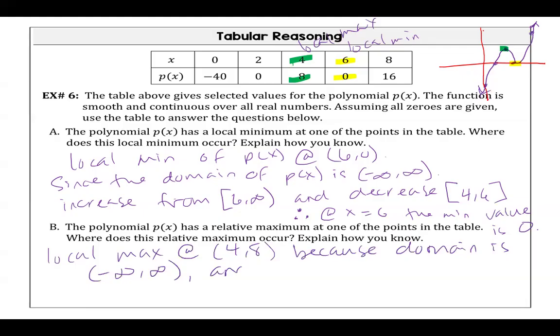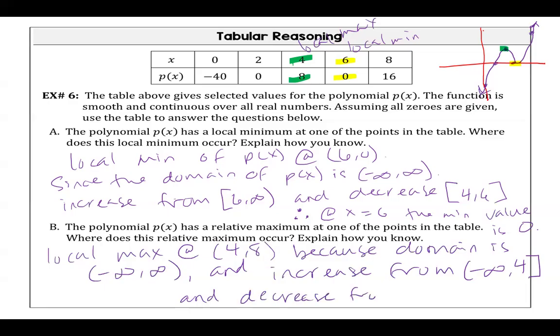And we increase from negative infinity to 4 and decrease from 4 to 6. Okay. If it got any further, I don't have enough space to write, but you also could talk about how the average rate of change is also changing.